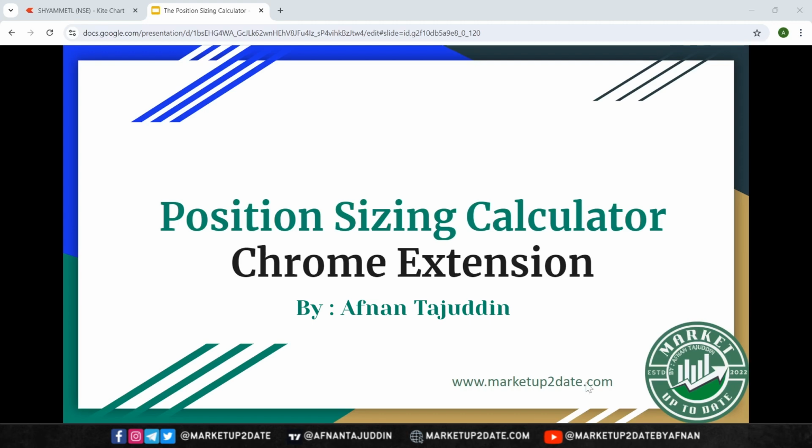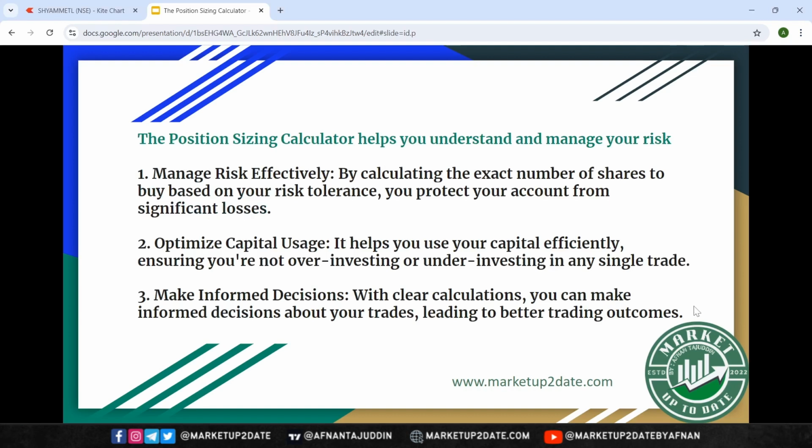Before we dive into the tutorial, let's talk about the benefits of using the Position Sizing Calculator. This tool ensures that you, 1. Manage risk effectively. By calculating the exact number of shares to buy based on your risk tolerance, you protect your account from significant losses. 2. Optimize capital usage. It helps you use your capital efficiently, ensuring you're not overinvesting or underinvesting in any single trade. 3. Make informed decisions. With clear calculations, you can make informed decisions about your trades, leading to better trading outcomes.